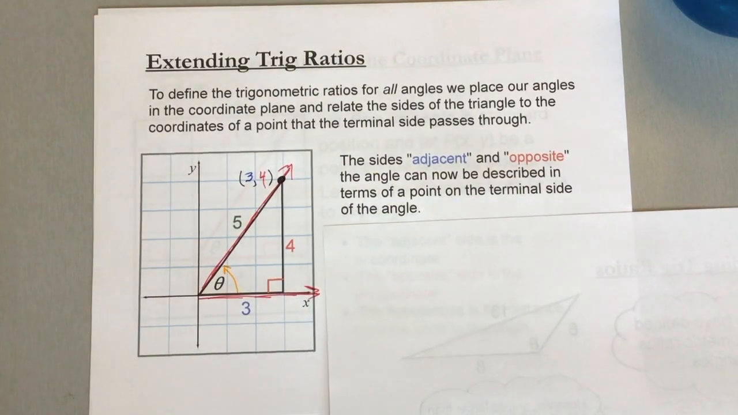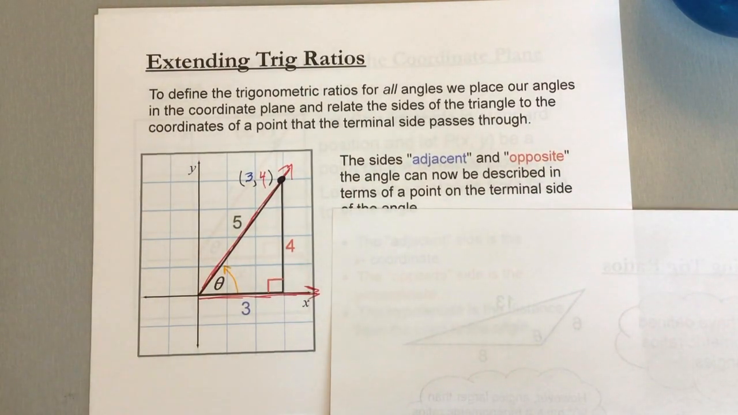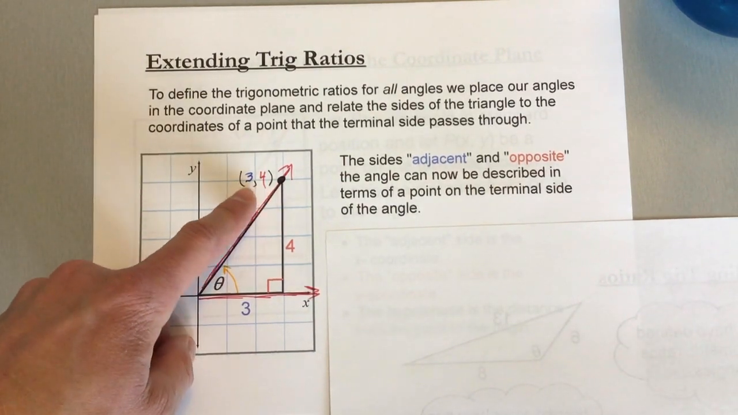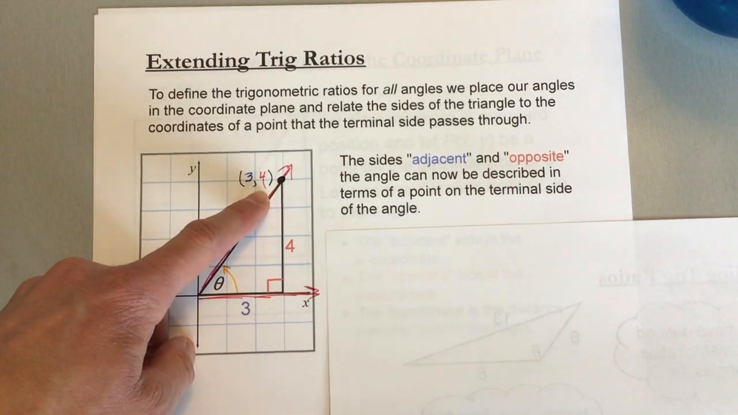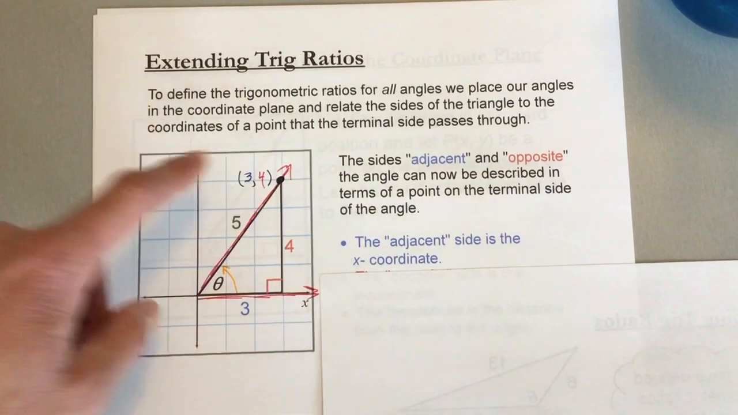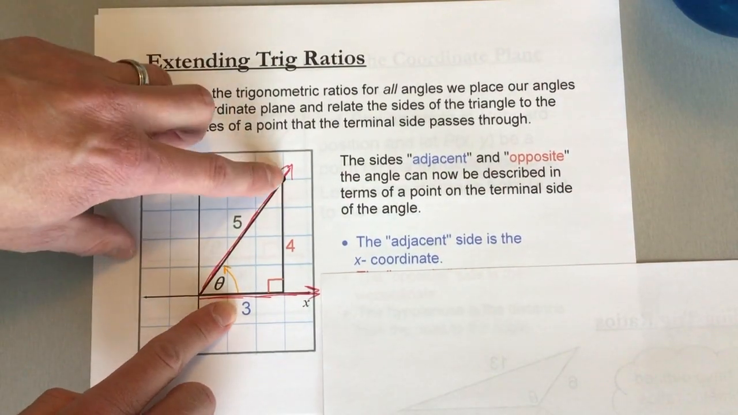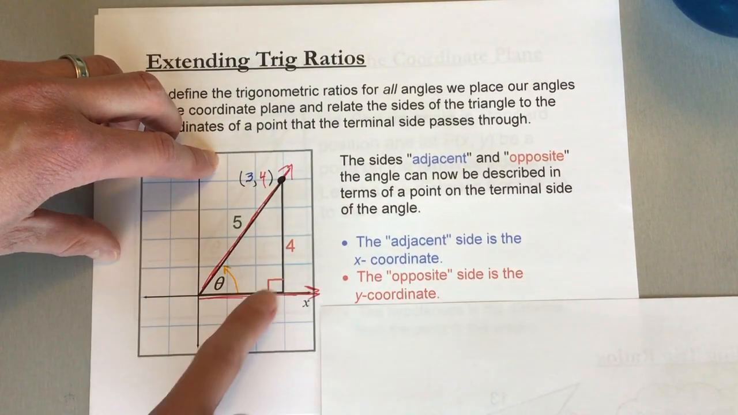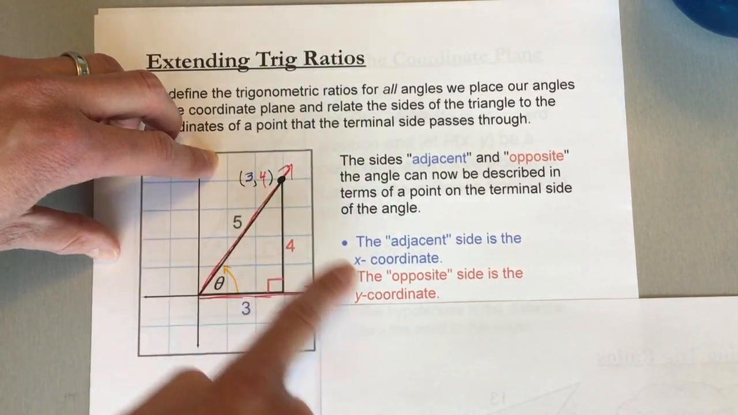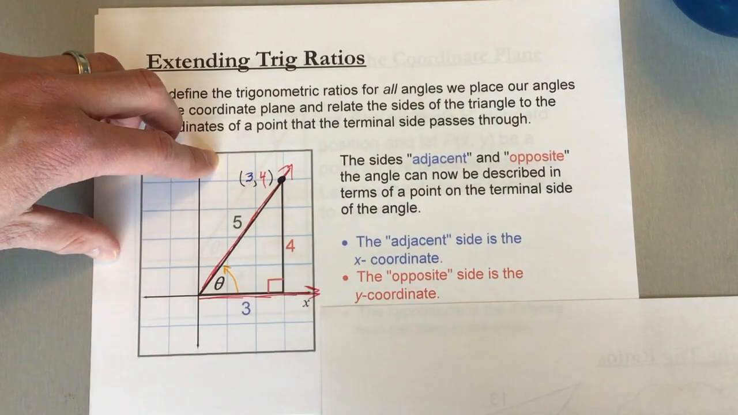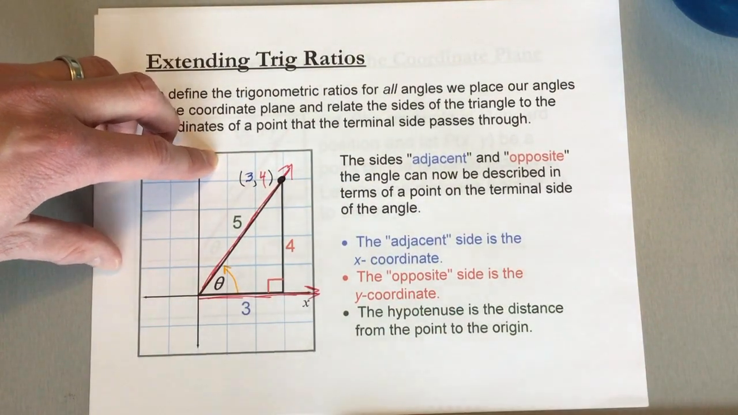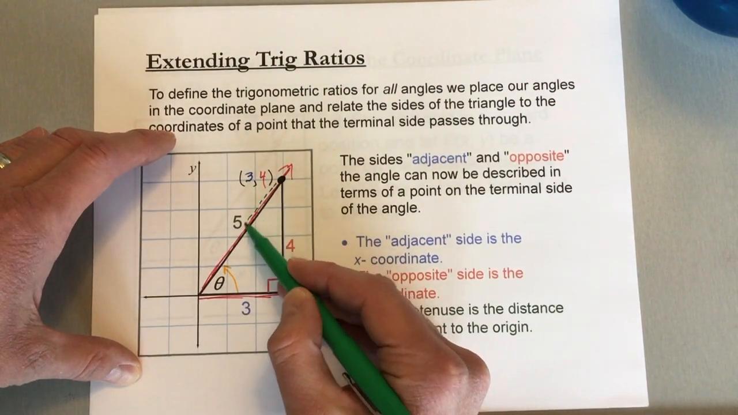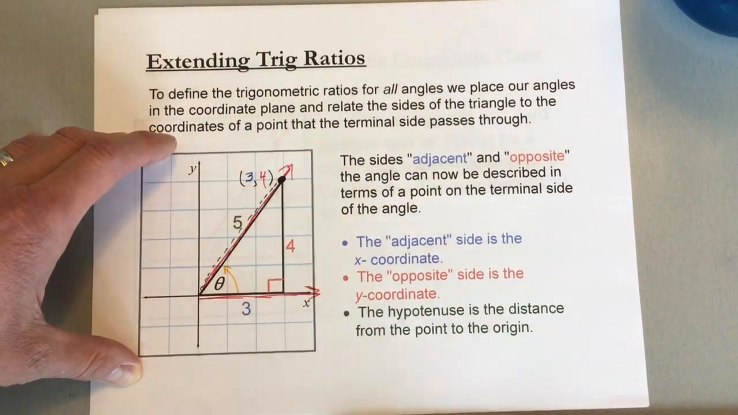The sides that we formerly thought of as adjacent and hypotenuse can now be described in terms of this point. The side we thought of as adjacent relates to the x-coordinate that the terminal side passes through. The side we thought of as opposite relates to the y-coordinate that the terminal side passes through. And that length of hypotenuse represents the distance from this point to the origin.